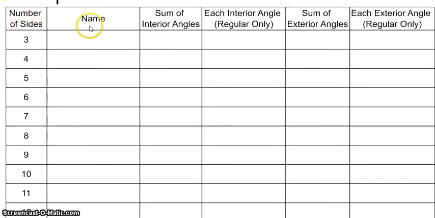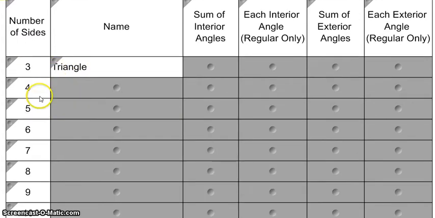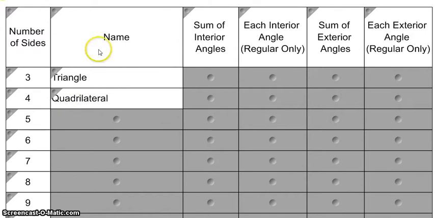What we're going to do is go ahead and name the different kinds of polygons we're going to be working with. You can probably name a few of these right off the bat. You know that a three-sided polygon is called a triangle. Tri meaning three. You might know that a four-sided figure is called a quadrilateral. Quad meaning four. See if you can fill in as many of these as you can from memory. Pause the video here and see if you can fill in as many as you can.